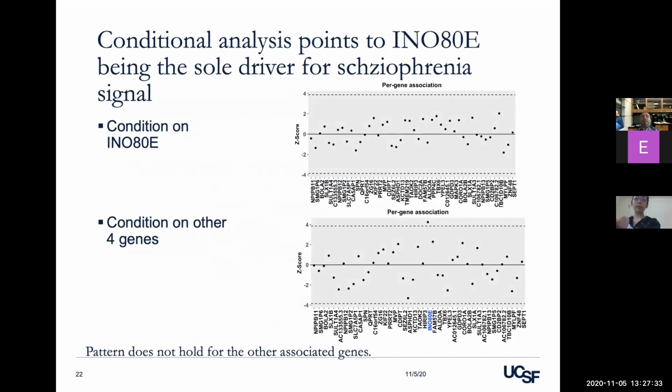And so this is what we find. We found that we have this one gene, INO80E, that when we condition on the predicted expression of the gene, suddenly there are no other genes surpassing this threshold. But if we keep INO80E and condition out all of the other genes, we see that INO80E is still significantly associated with schizophrenia. So what that implies to us is that INO80E is the sole gene in that region that drives schizophrenia.